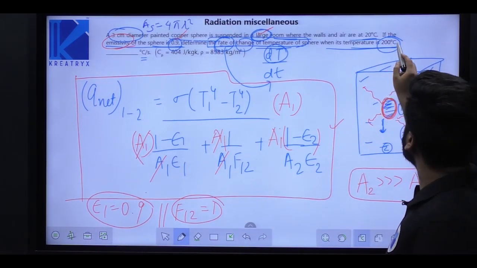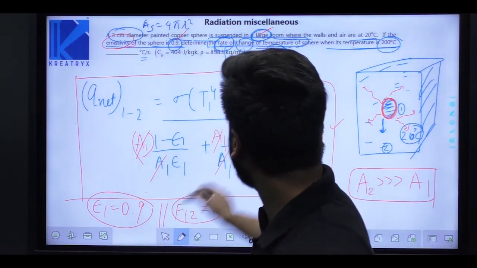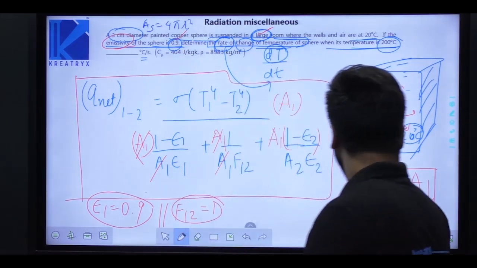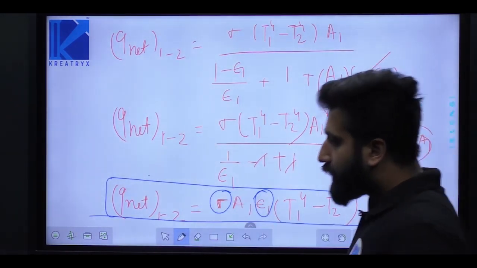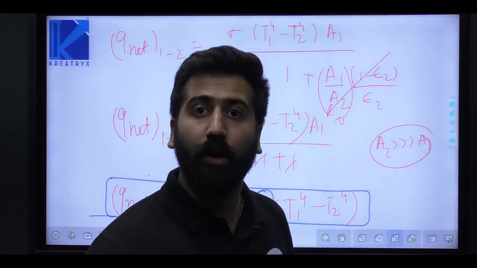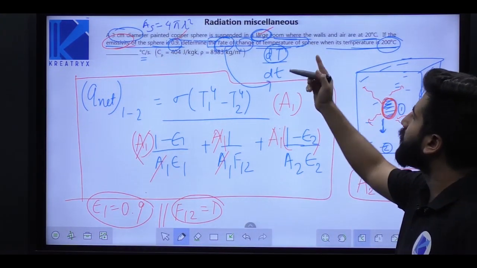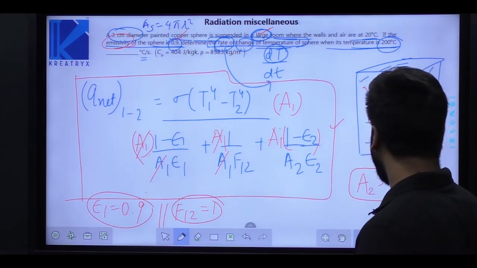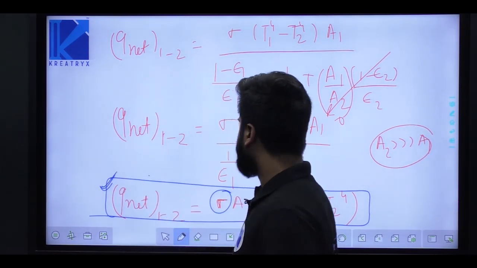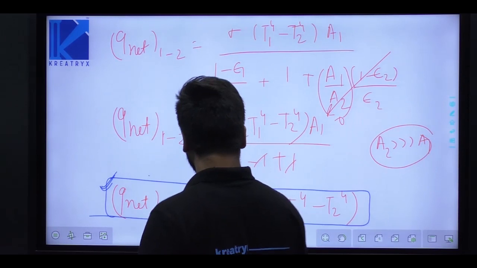T1 is 200 degrees Celsius, that is 200 plus 273, that is 473 Kelvin. And T2 is 273 plus 20, that is 293 Kelvin. So you can find out the net radiation heat exchange between the two bodies and equate it to the rate of heat lost by the sphere. That is why I was finding this term. Okay, so where should I write this? Let's rub this.